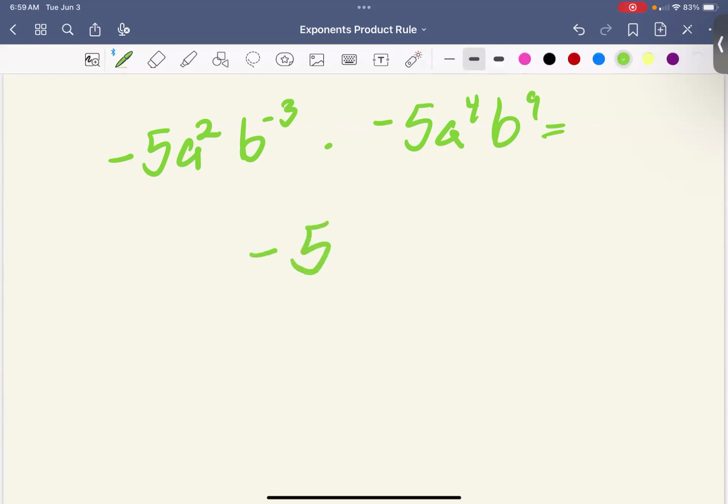Now let's look at the a. So we have 2 and 4. So 2 plus 4 is 6. So negative 5a to the 6. And then negative 3 and 9. 9 minus 3 is 6. b to the 6. So that's how you add exponents. That's the exponents product rule.